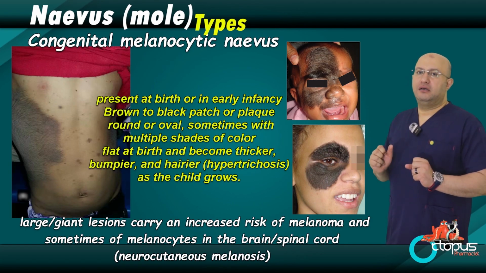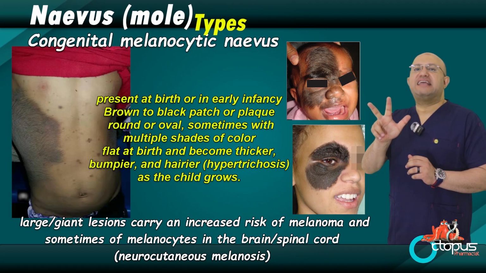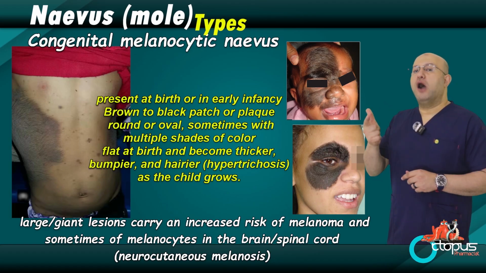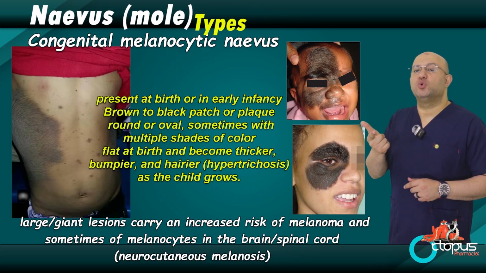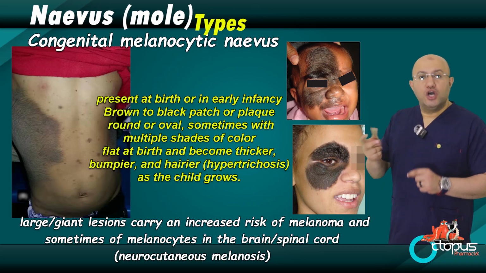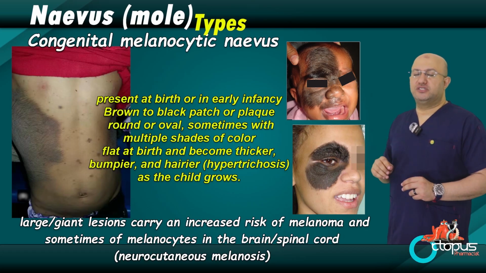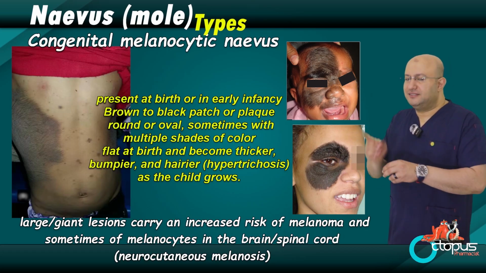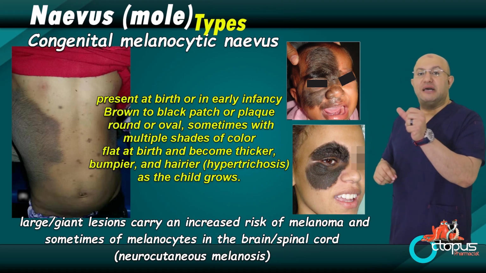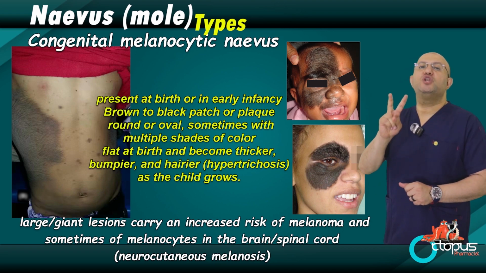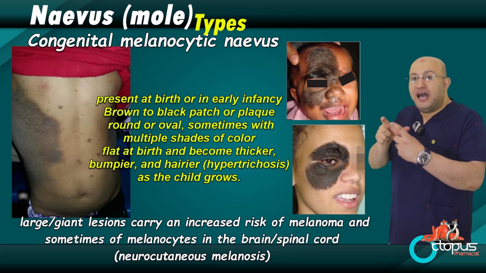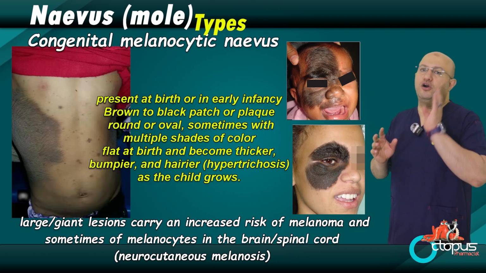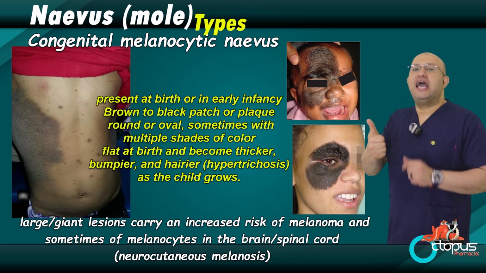There is also another important possible complication in children with large or giant congenital nevi, which is involvement of the nervous system. In some cases, abnormal pigment-producing cells can also be present in the brain and spinal cord, a condition known as neurocutaneous melanosis. This can be associated with seizures or neurological problems. So children with very large congenital nevi often need follow-up not only by a dermatologist, but also by a neurologist or neurosurgeon.